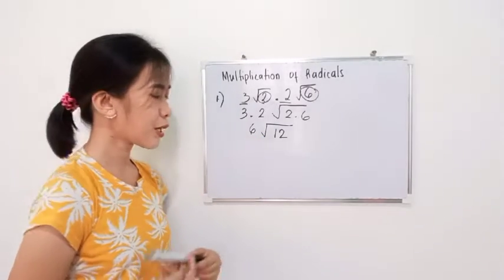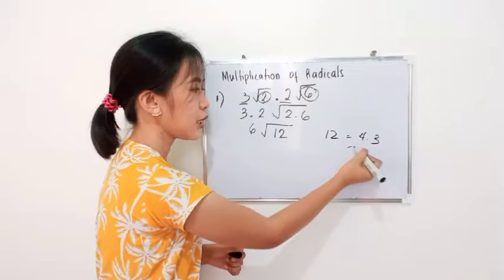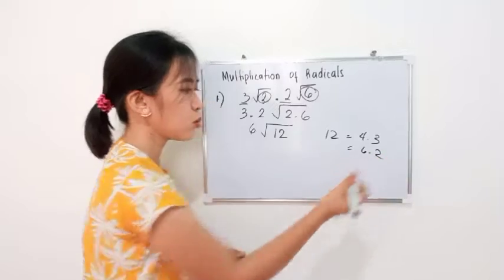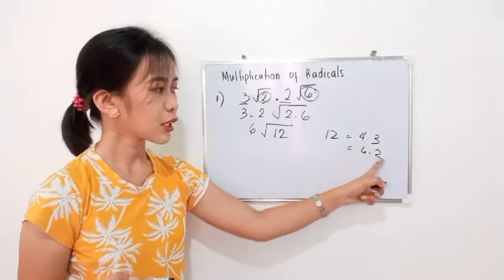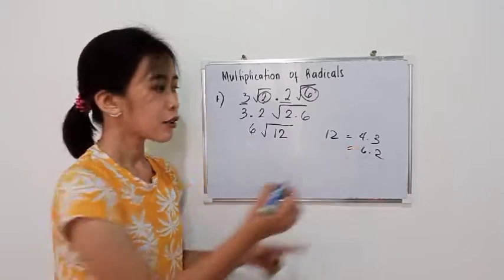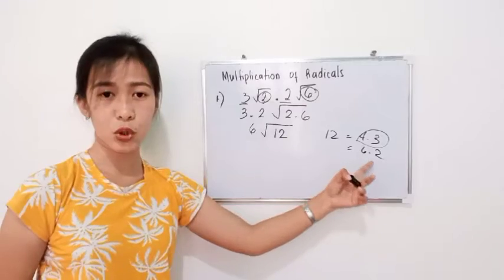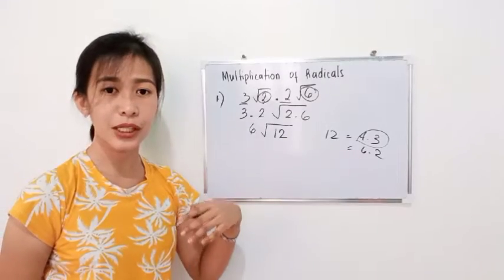Alright? So, like for example, ang factor ni 12 ay 4 times 3, 6 times 2. So, as you can see, sino dito ang perfect square? Si 4, di ba? Therefore, pipiliin mo si 4 times 3 as their factor, not si 6 times 2. Kasi si 6 ay hindi perfect square.